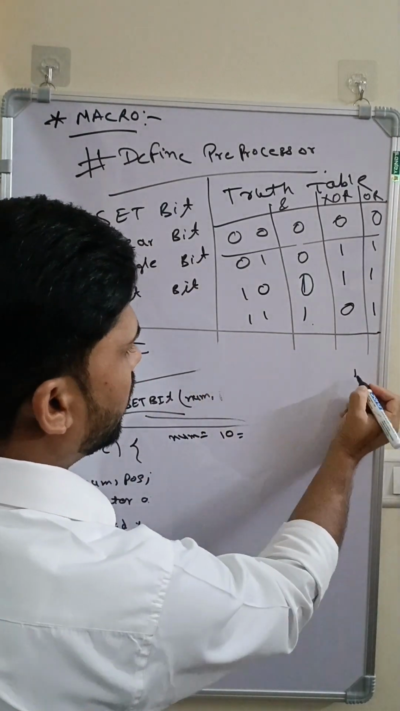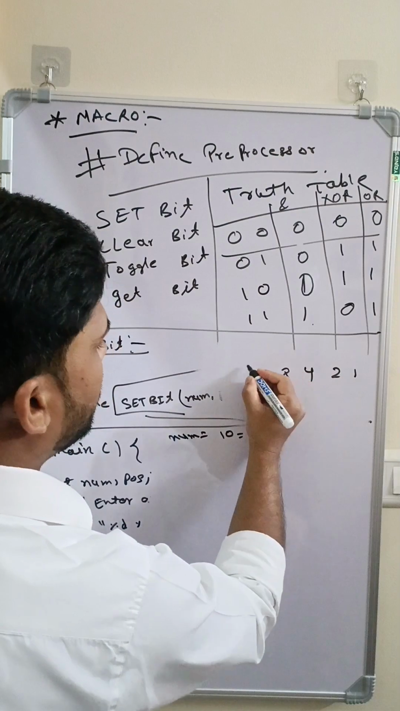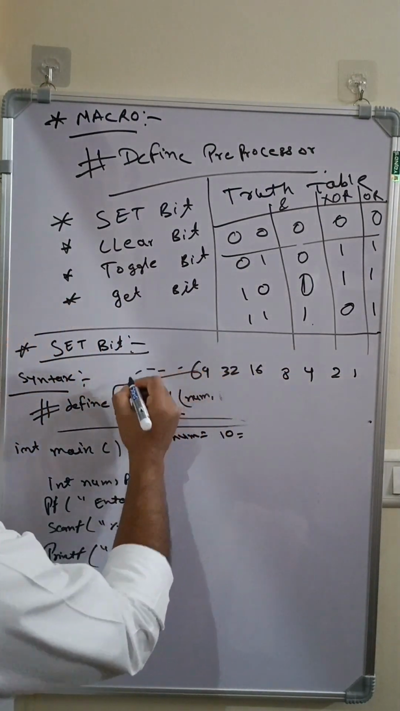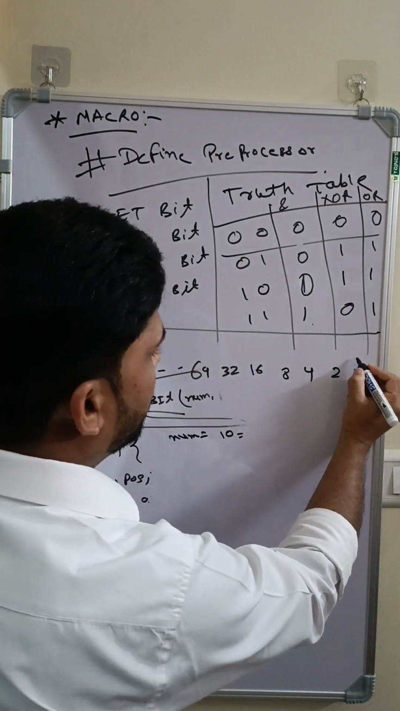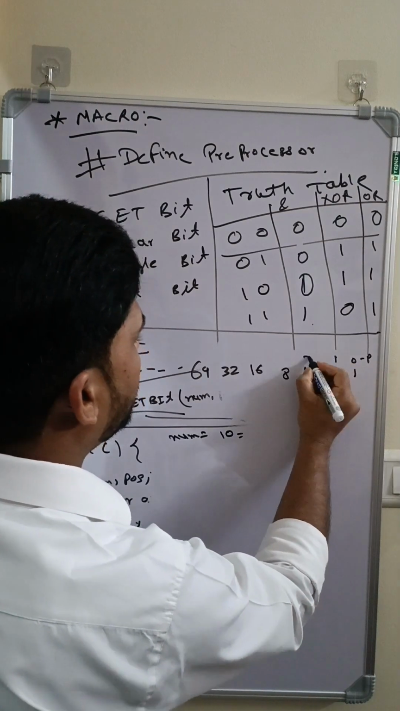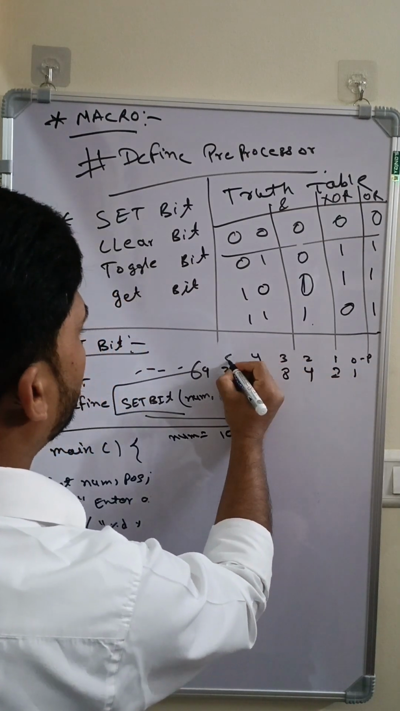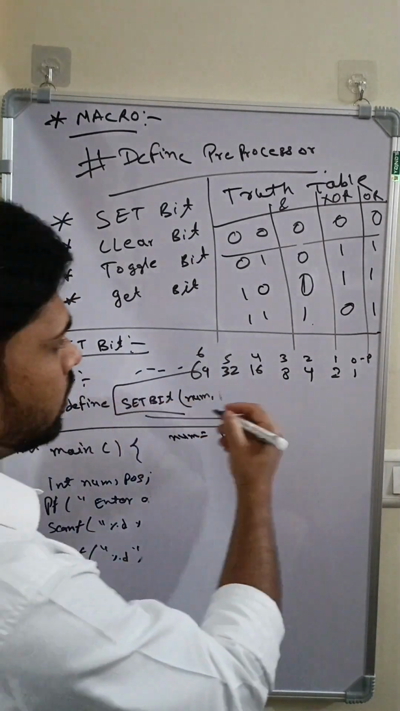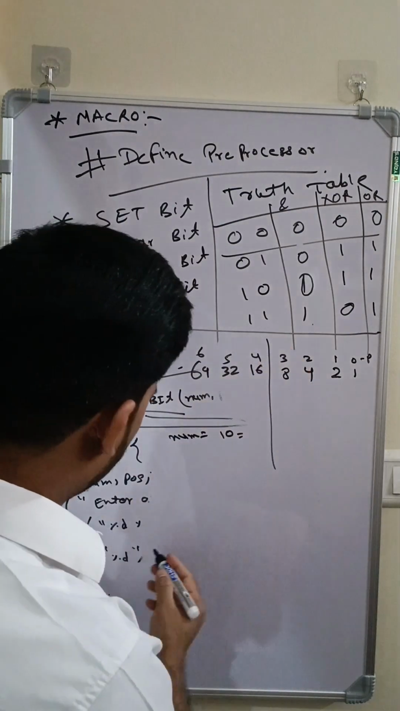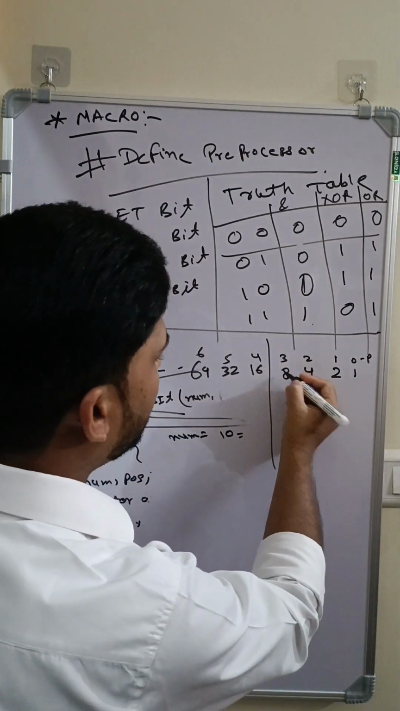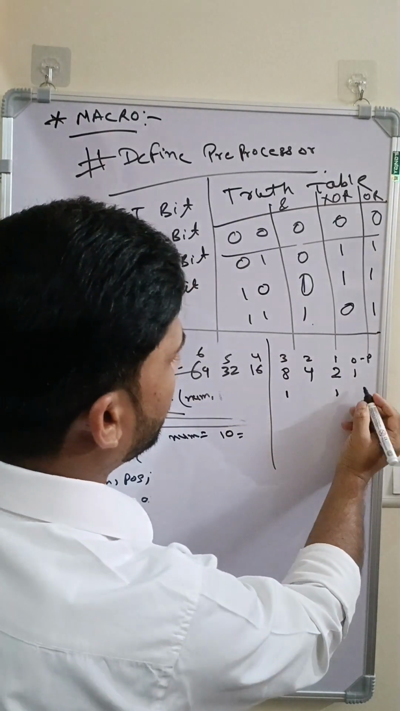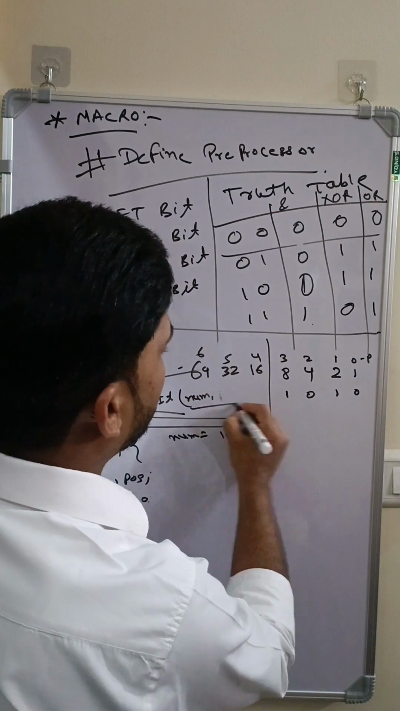You take 1, 2, 4, 8, 16, 32, 64, 128. This is the number vector, and these are the positions: 0, 1, 2, 3, 4, 5, 6. Now we have the number 10. First we have to write 10 in binary form: it becomes 8 plus 2, so bits 1 and 3 are set, and the rest are 0.